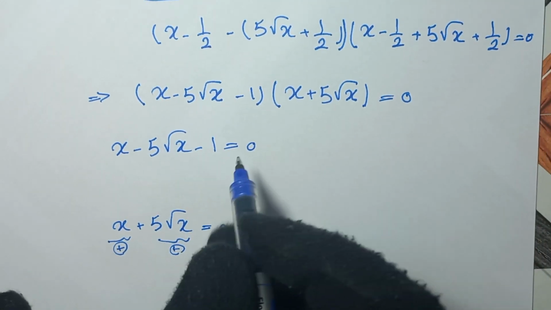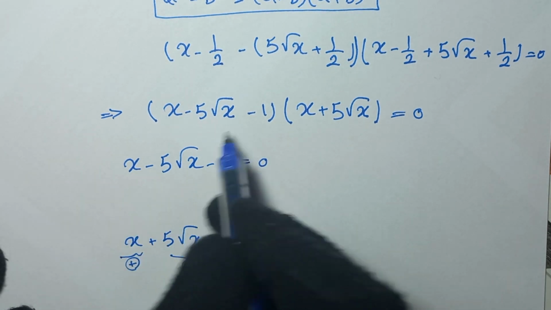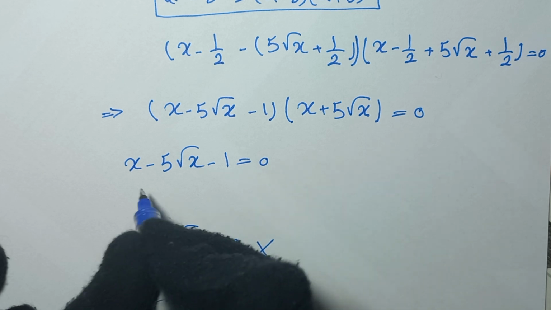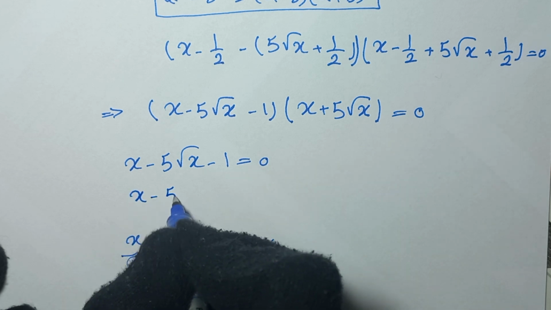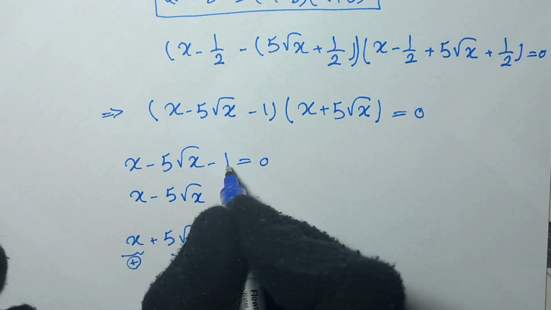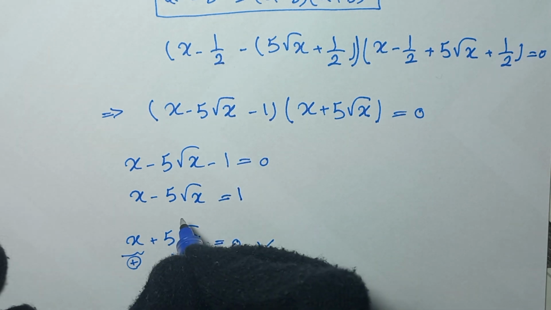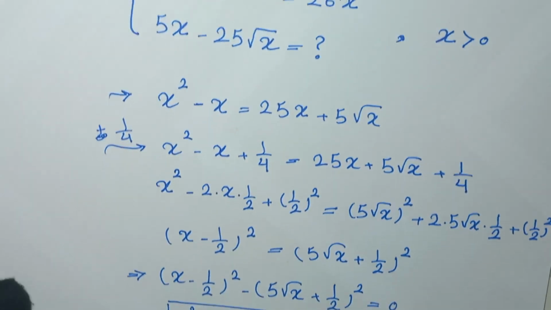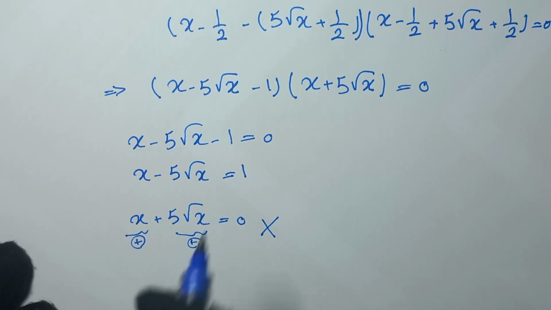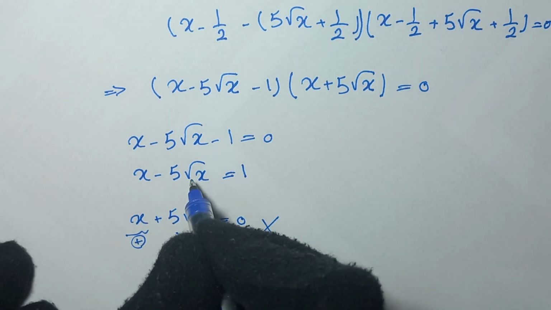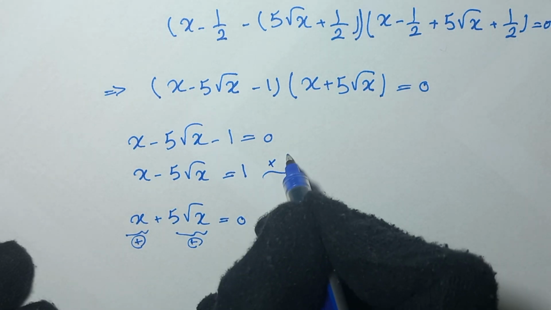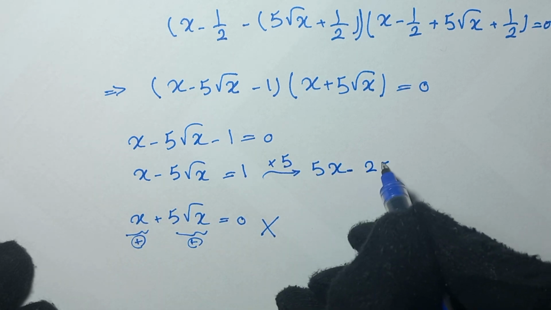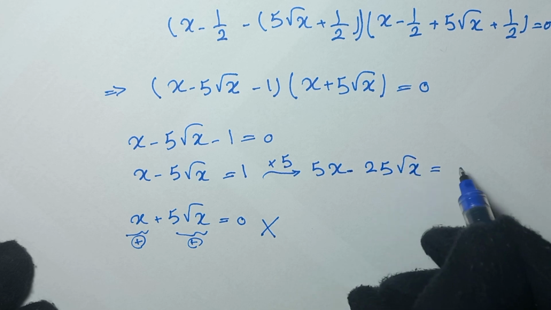And from this equation, this expression should be 0, right? So x minus 5 square root of x minus 1 should be 0, and from here, we take this negative 1 to this side, and x minus 5 square root of x will be 1. And we want to find the value of 5x minus 25 square root of x. So here we multiply both sides of the equation by 5, and it will be 5x minus 25 square root of x is equal to 5.